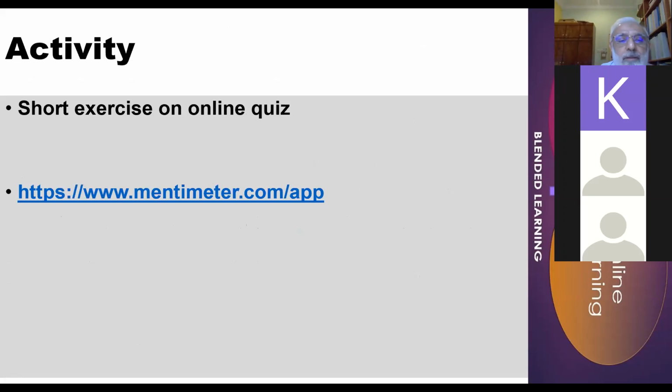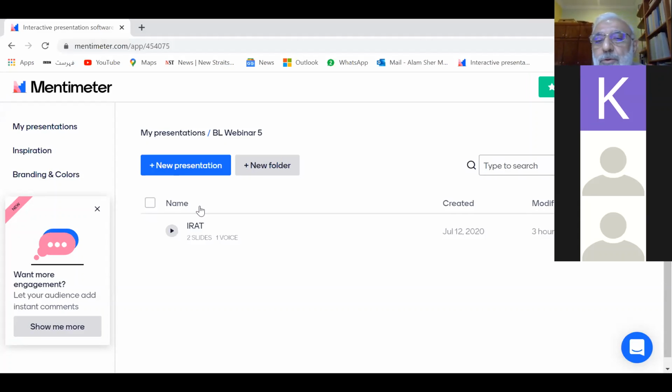Here, now please keep your Zoom open, but go to this website. I'll just show you. Okay. This one. Can you see the screen? Right now, yes. Look at this.